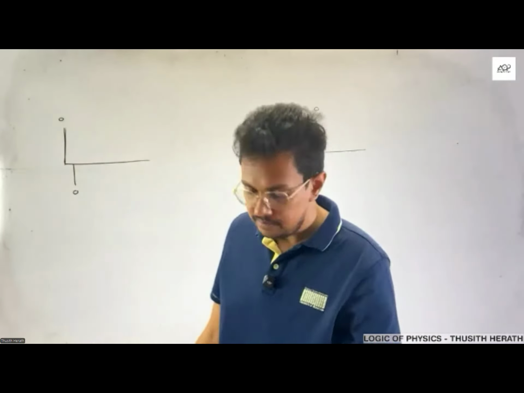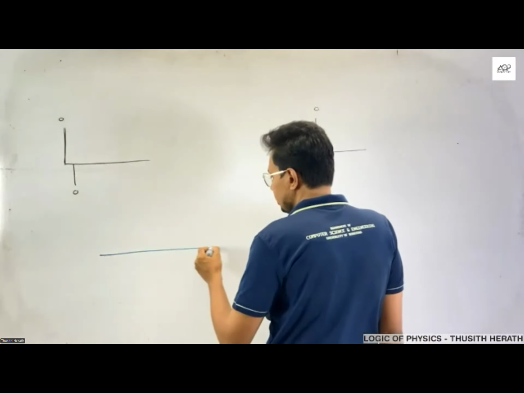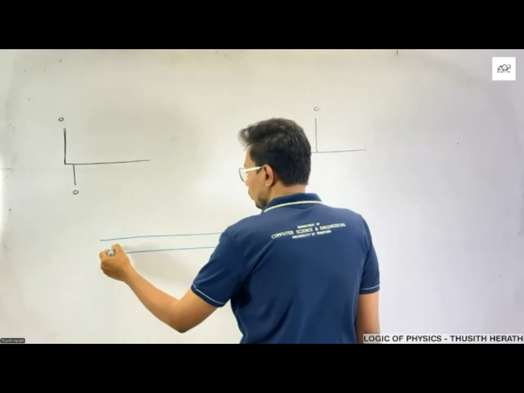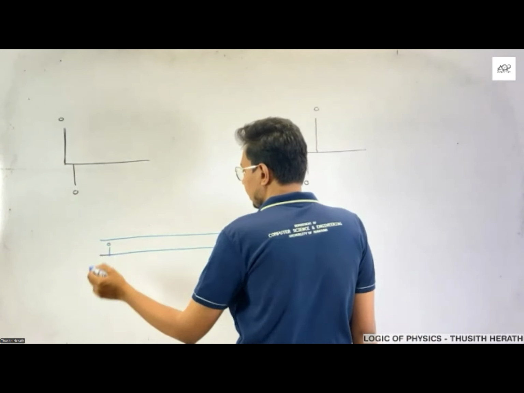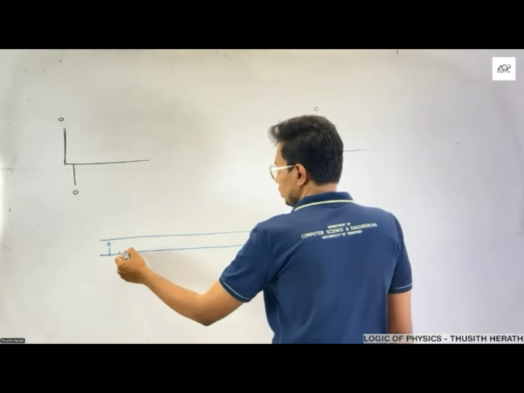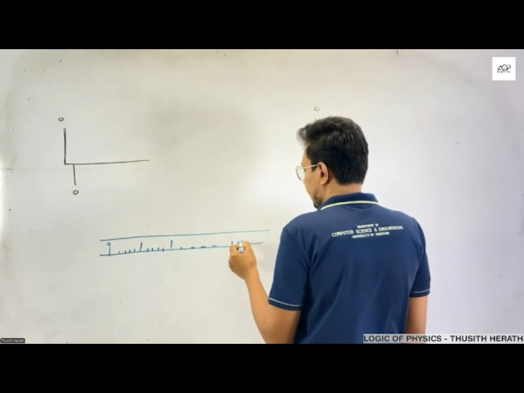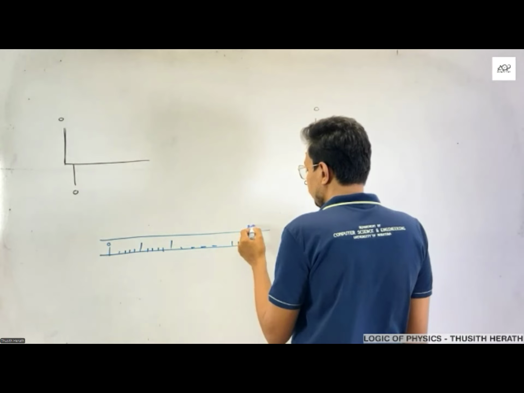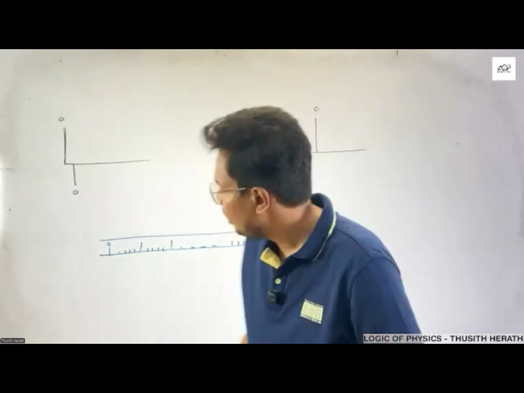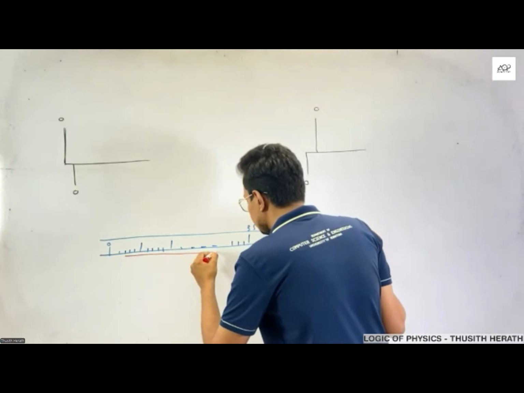For an example, see this. If we are taking a measurement using a mm ruler, right? Here's the mm ruler. Here's the zero line of the ruler, and it goes like this in the scale. And here, let's take it's 35. We are measuring the length of a stick or something like this.